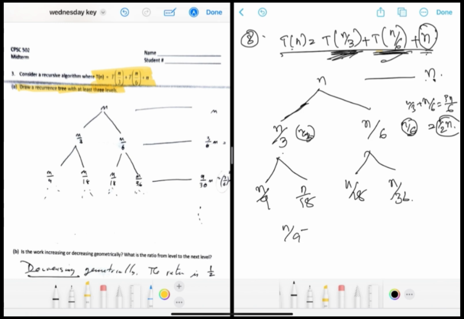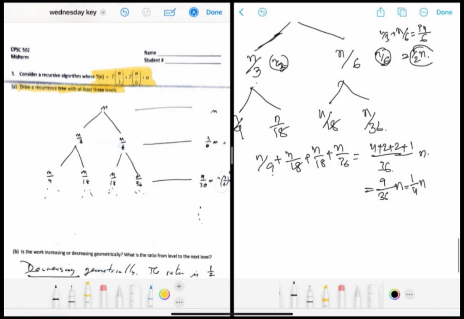So n by 9 plus n by 18 plus n by 18 plus n by 36, with the common denominator 36. This is 9 by 36 n, which is 1 by 4 n, which can also be written as 1 by 2 whole square n. This is not necessary here, but it's going to be helpful if you write it like this because you're going to see something from this.